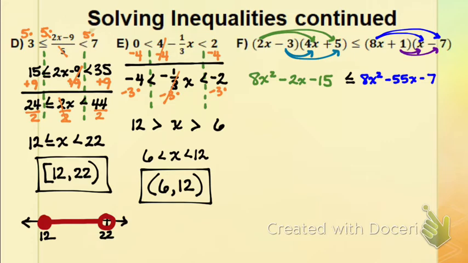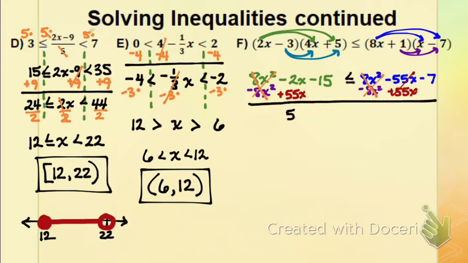Everybody good with that so far? Even though this is quadratic, I like what just happened. What am I going to get to do? I'm going to be able to subtract 8x squared from both sides, and then this is no longer quadratic. So that part's going to cancel out. So after we get rid of those pieces, what should we do? You can either add 2x to both sides, or you can add 55x to both sides. I like adding 55x because that makes it positive over on the left.